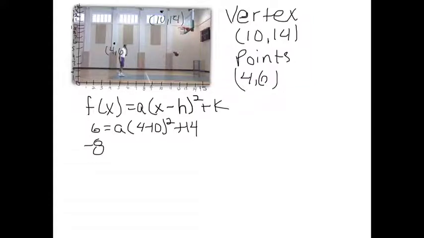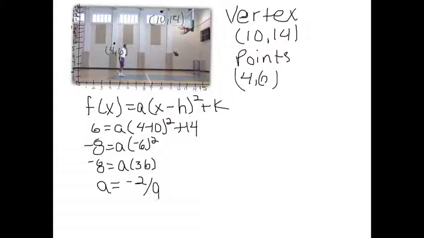So we subtract 14, it will be negative 8 equals a, parenthesis negative 6, parenthesis squared. So negative 6 squared will be 36. So we get negative 8 equals a times 36. So we divide negative 8 over 36, and we get negative 2 over 9.